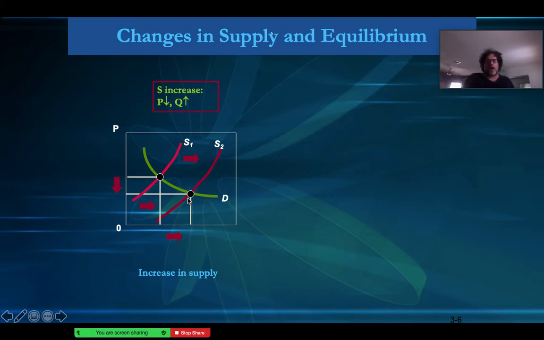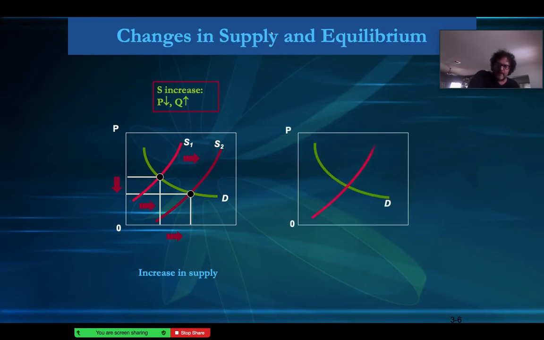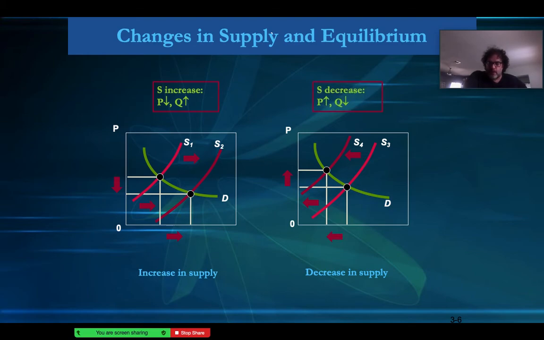Again, this is why we practice it. As you draw it out, you become more comfortable doing it. And then finally, you have a decrease in supply. There's our initial equilibrium. A decrease in supply is going to shift to the left, right? Be careful when you shift the supply curve, you don't say up or down, right? Because that's a decrease in supply here, but it looks like it's going up.